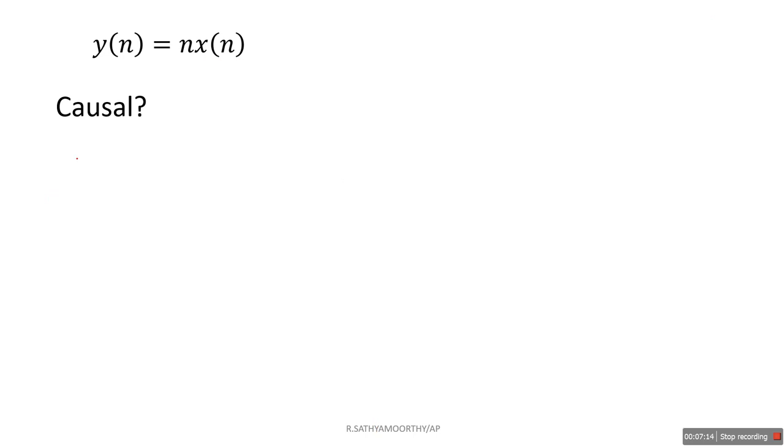Next we will see whether y of n equal n x of n is causal or not. If any system depends on future inputs, we say the system is non-causal. Here the output y of n depends on x of n alone. Therefore the given system is causal. Here also we have to check for the three cases n equal to 0, 1, minus 1. As the output y of n depends on the corresponding time index, we can say this is a causal system.